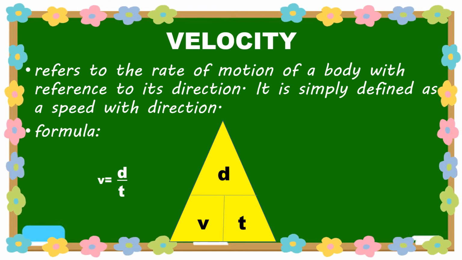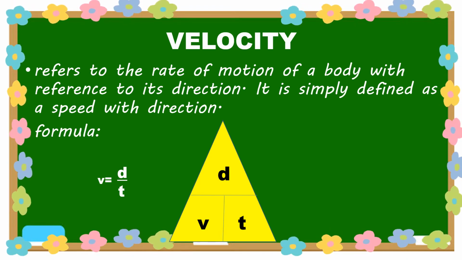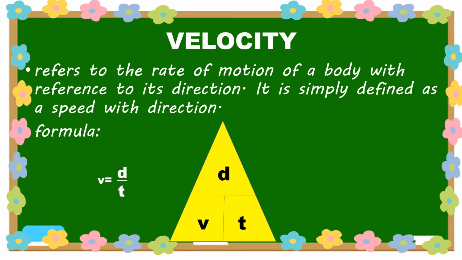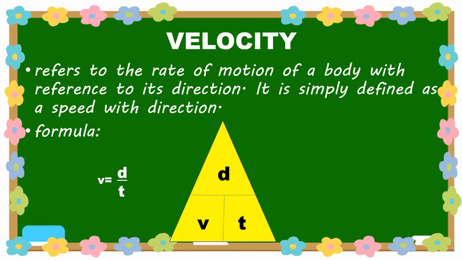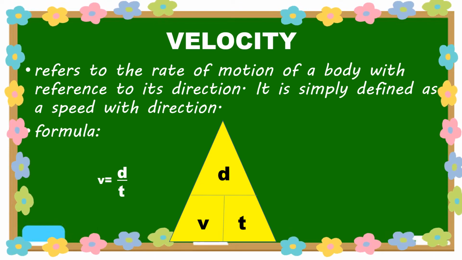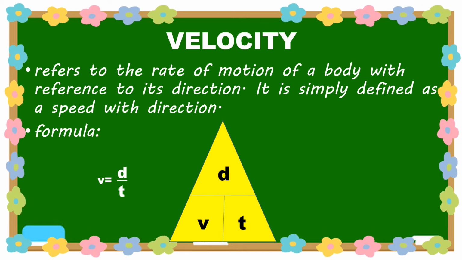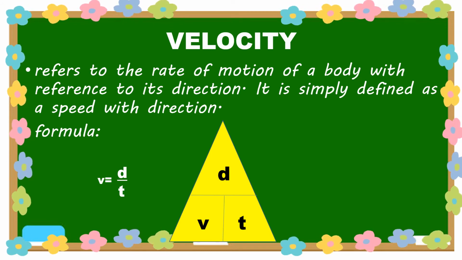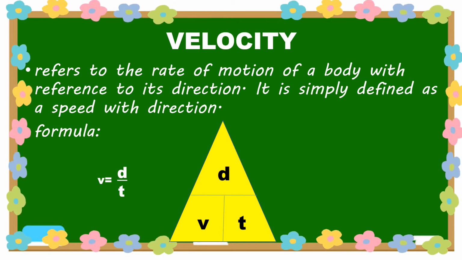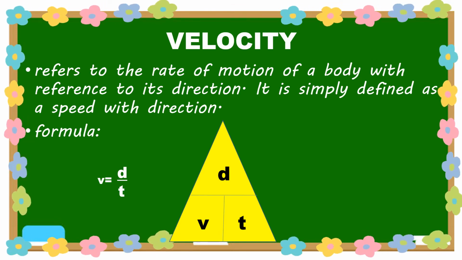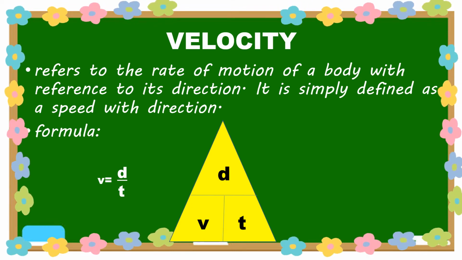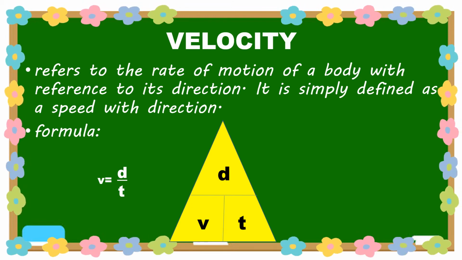We can use this triangle method again. Okay? Now, again, how are we going to know the formula of displacement? Just cover the symbol, which is d. Then you'll get the formula displacement is equal to velocity times time. Now, if the time is missing, just cover time, then displacement divided by velocity is the formula. Okay, so time is equal to displacement divided by the velocity.